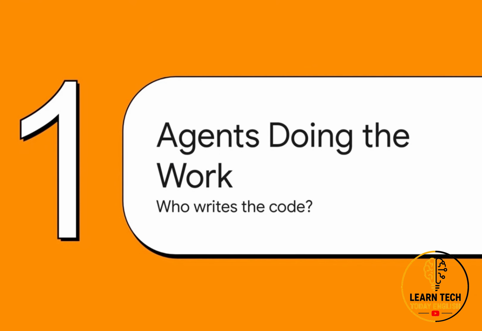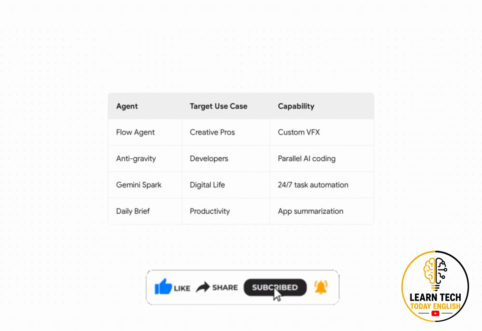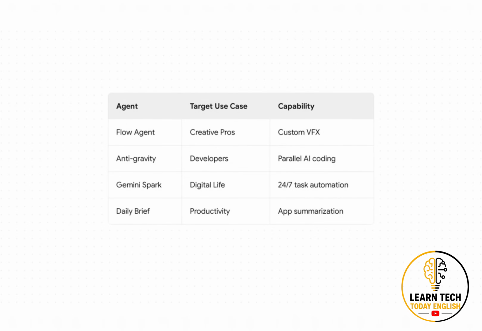Okay, moving on to section 2, agents doing the work. Who is actually writing the code? So your Flow agent is actually just one piece of a much larger, completely new ecosystem. Google has dropped a whole slate of specialized AI assistants that are designed to work in parallel alongside you, knocking out complex tasks 24/7. So while the Flow agent helps creative pros build VFX, you've got Anti-Gravity 2.0 tackling the heavy developer coding. Then there's Gemini Spark managing your personal digital life, and Daily Brief acting as your ultimate productivity summarizer every single morning. You're essentially getting a full team of specialists right at your fingertips.